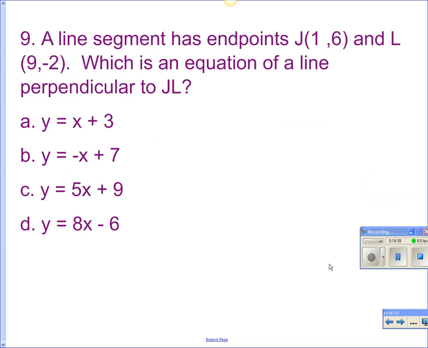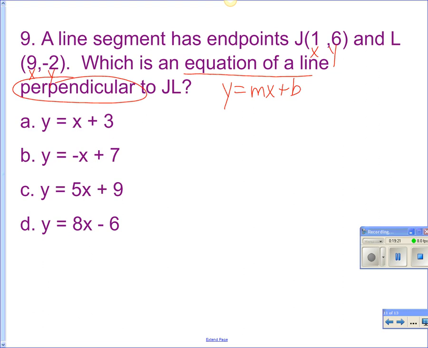All right, number 9, a line segment has endpoints 1, 6, and 9, -2. What's the equation of a line perpendicular to JL? Haley, something I should do? Good. X and Y. Monica, something else I should do? Circle perpendicular. And Chad, what else? What's the formula for that? Well, equation of... So that's the formula for that.